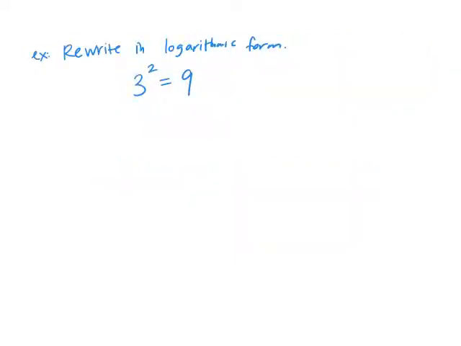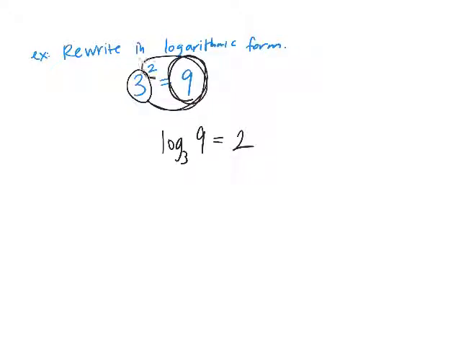Let's take a look at an example. Rewrite in logarithmic form. You have 3 squared equals 9. So log base 3, because the base stays the same, of 9 is equal to 2. So log base 3 of 9 is equal to 2. Remember, the answer to a logarithm is the exponent.